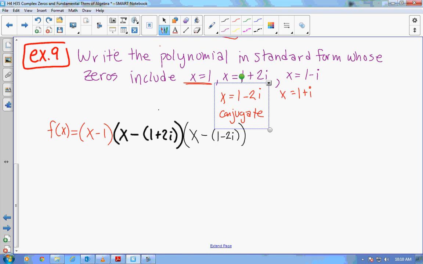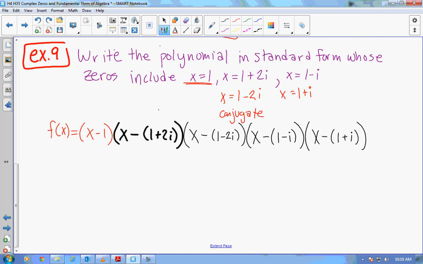We have 2 more to do. X, what would I write? Minus, in parentheses, 1 minus i. And x, it's a positive 1, so I put minus, in parentheses, 1 plus i. Any questions on how we got those factors? The zeros and the factors basically are opposite signs.